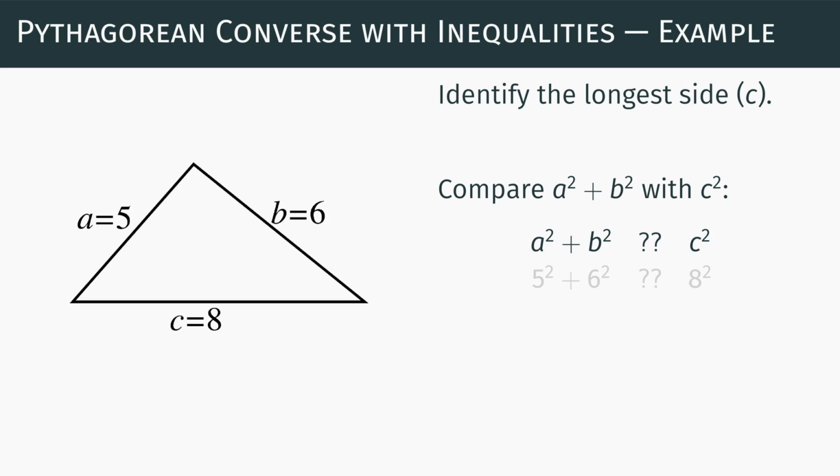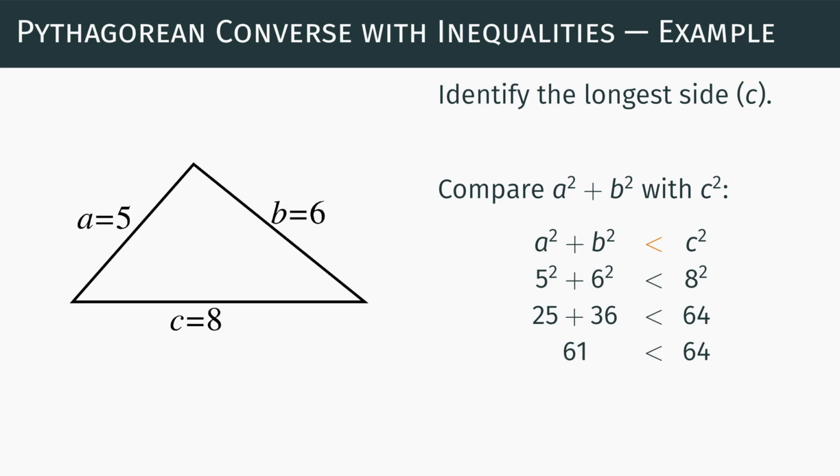So a squared plus b squared is 5 squared plus 6 squared, and then c squared is 8 squared. 5 squared is 25, 6 squared is 36, 8 squared is 64. What's 25 plus 36? We get 61. Hey, 61 is less than 64. So what we have here is a squared plus b squared is less than c squared. C is the big part, so that means we have something bigger than a 90-degree angle. We've got an obtuse triangle because we've got something bigger than 90 degrees.